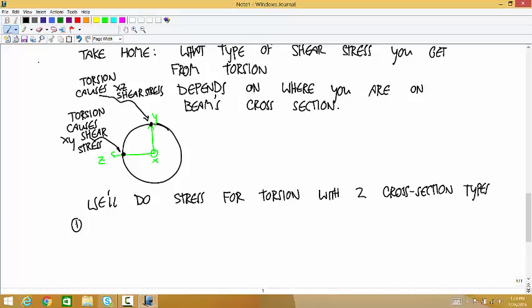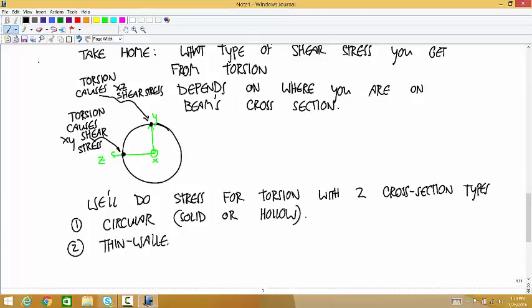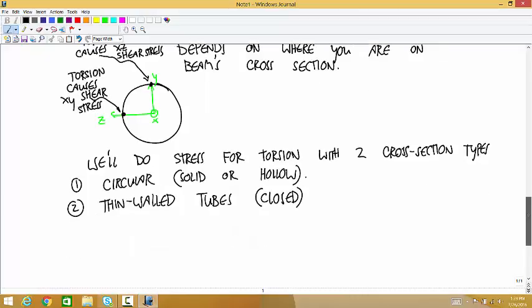The first one is circular, and that can be solid or hollow. And the second one is thin-walled, closed cross-sections. Thin-walled tubes. And these have to be closed shapes, so I'll show you what that means.